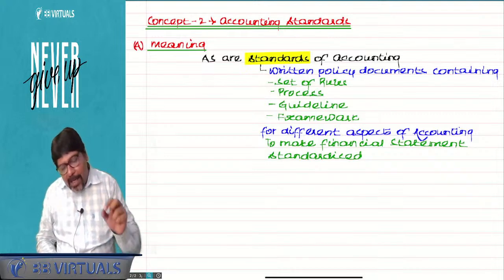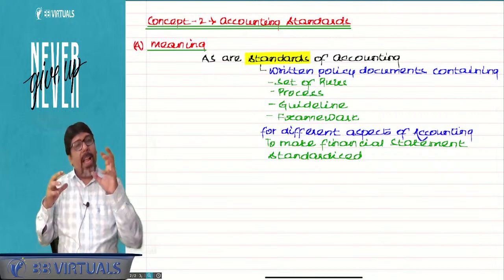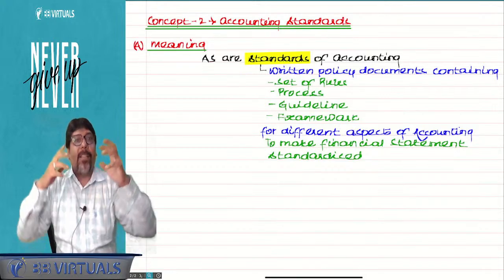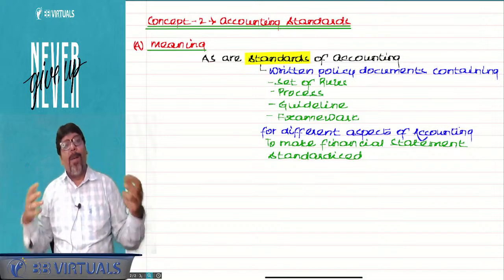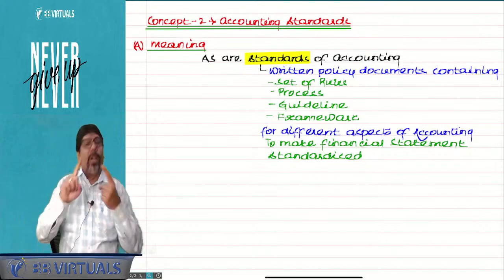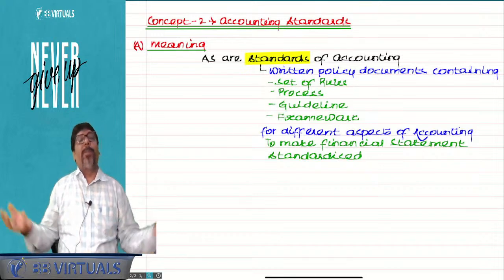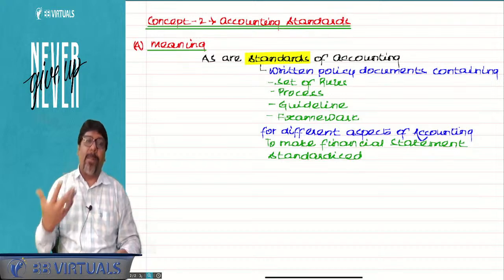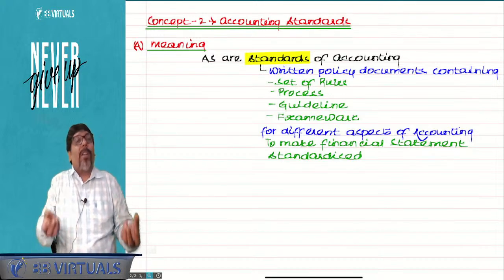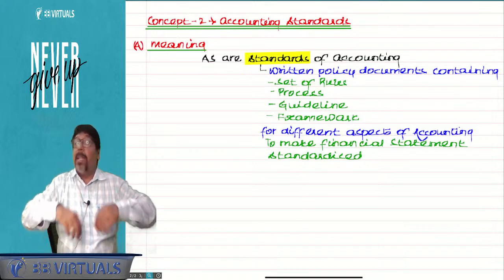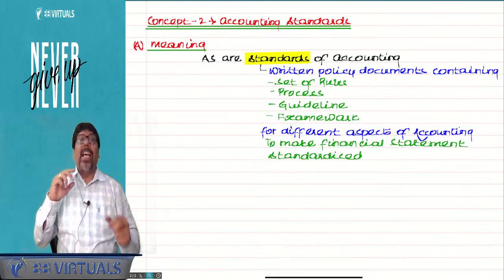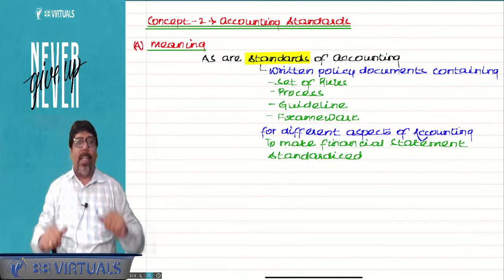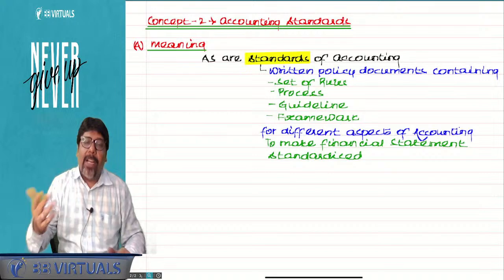For different aspects of accounting, there are so many aspects in accounting. Like, intangible asset. As soon as you think about intangible asset, what should come into your mind? What is intangible asset? Why do we require a standard for intangible asset? What we might think are intangible assets, but they are not. Then how to record intangible asset? At what amount to record it? Where to record it?